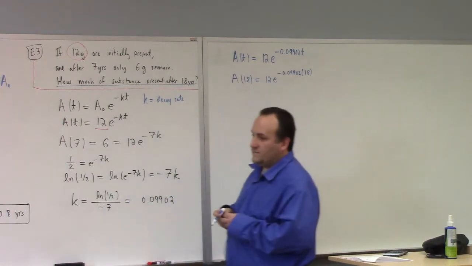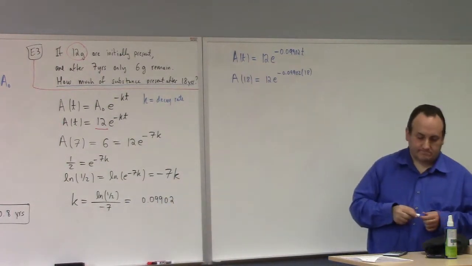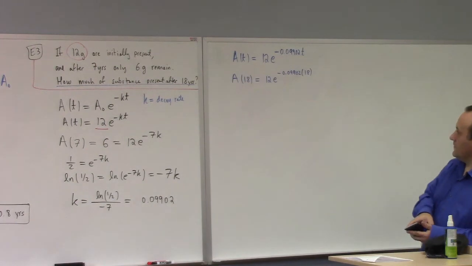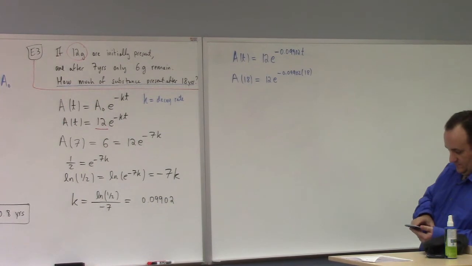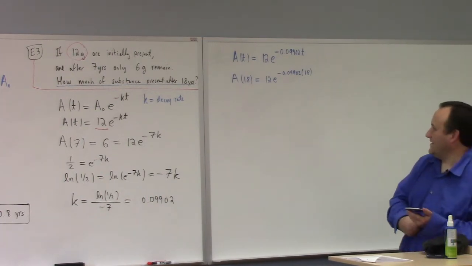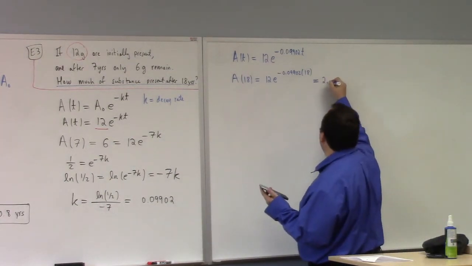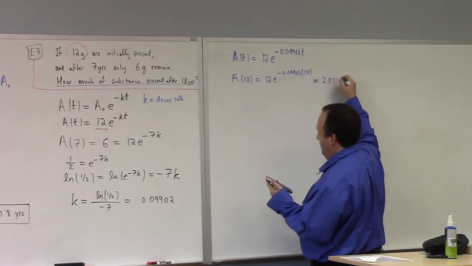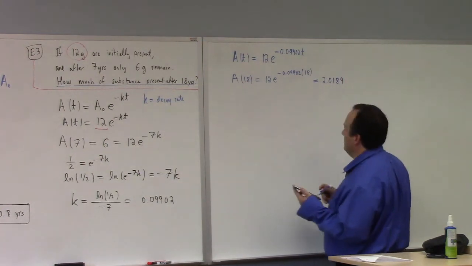And here it's in years. All right, so I need to work that out, yeah? So here we go. e to the minus 0.09902 times 18 is what it is. Multiply that by 12, and I get 2.0189, let's say. And that's in grams.